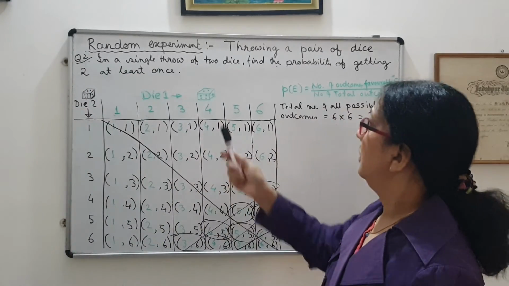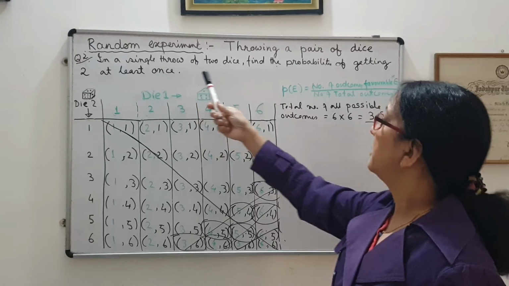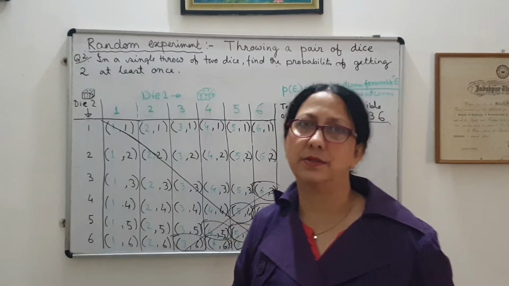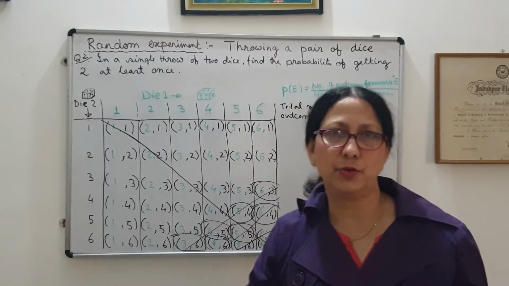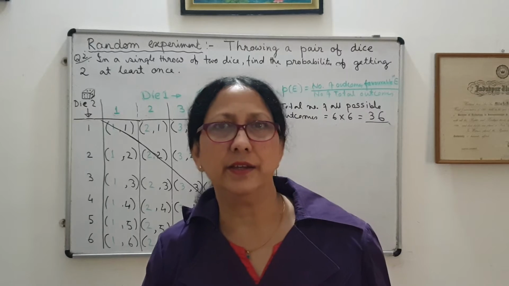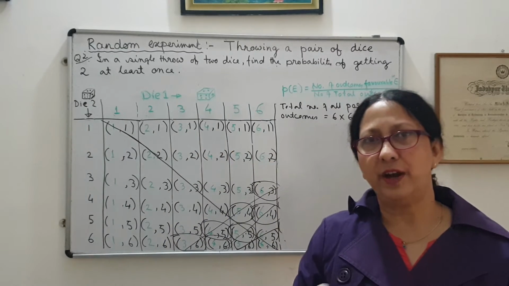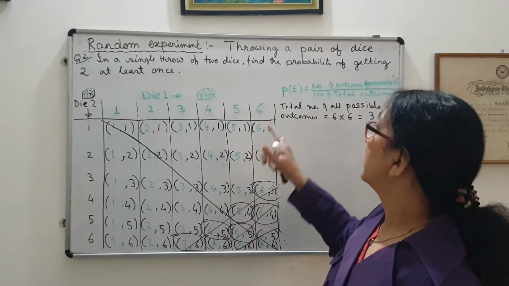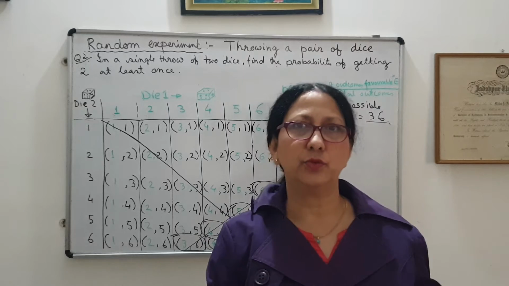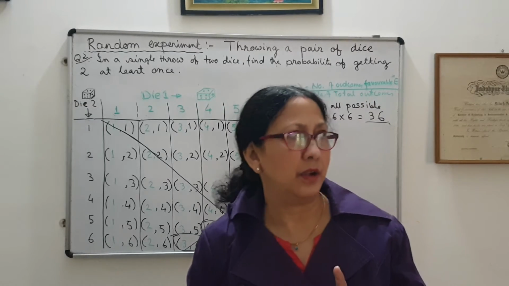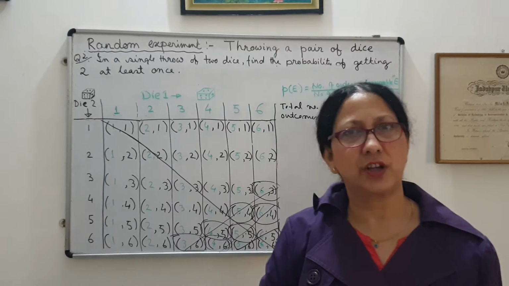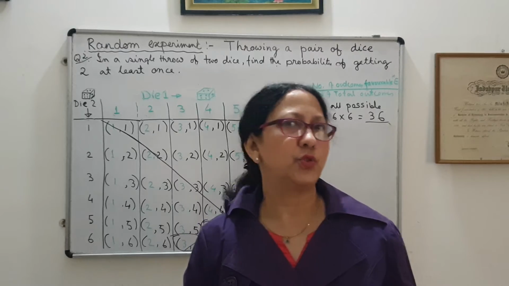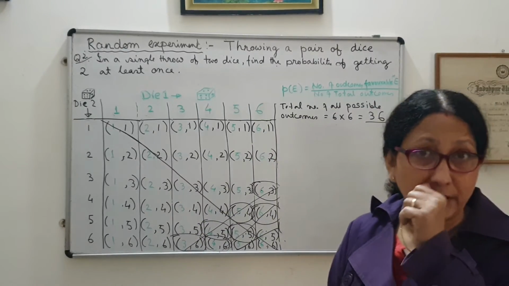Next question, again the same random experiment. In a single throw of 2 dice, find the probability of getting 2 at least once. That means when I throw the 2 dice simultaneously, we have to find the probability that at least once the number 2 will come up on the 2 dice. That means minimum in one die the 2 should come up. It may be that 2 is coming on both dice, but minimum in one die the 2 should come up. That is the event, and we have to find the probability of that event.